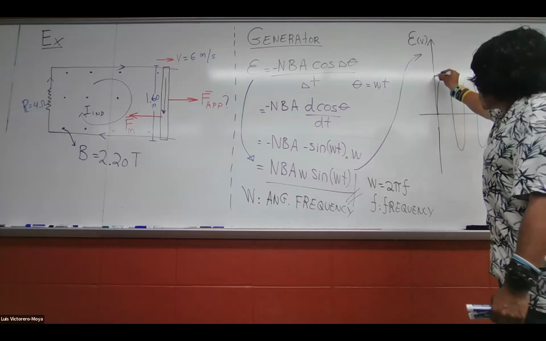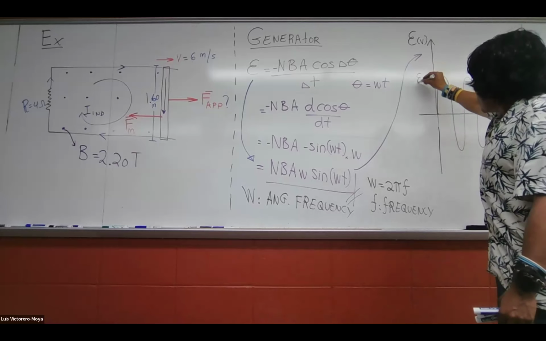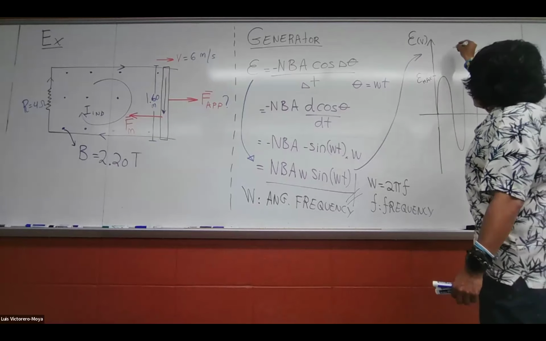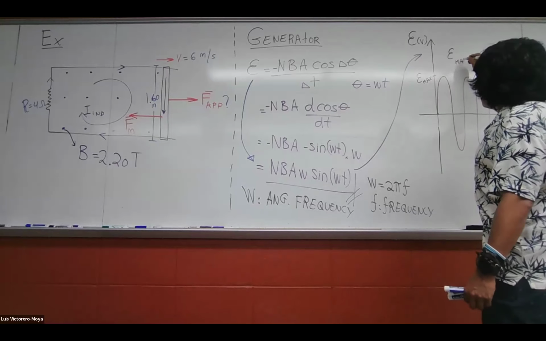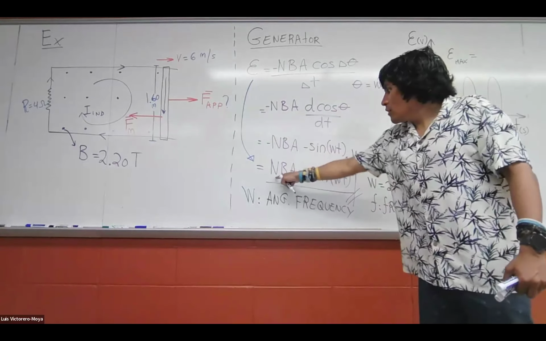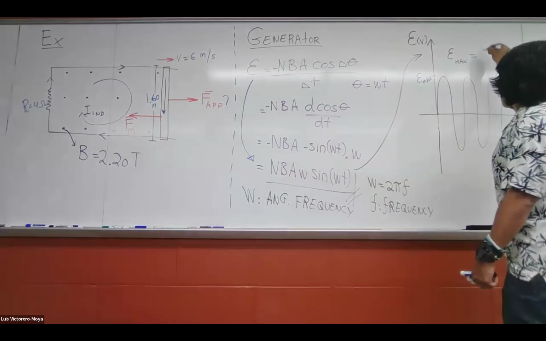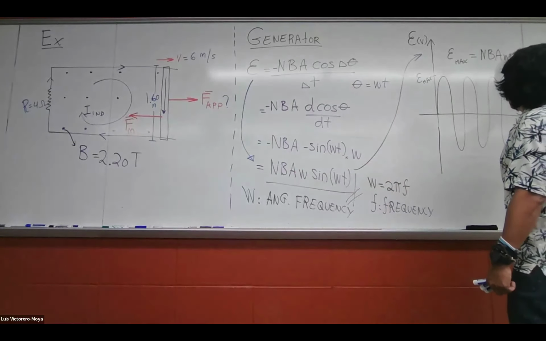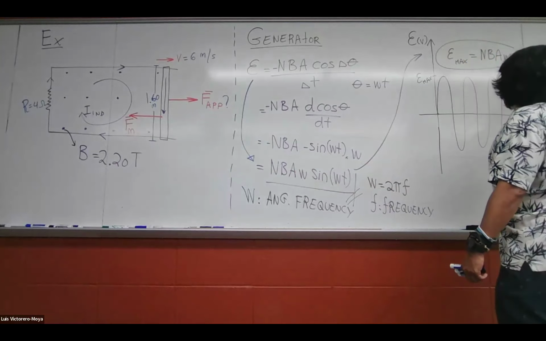Where the amplitude is the maximum E. The maximum E is the amplitude of this sine function. Number of turns, magnetic field, area, angular frequency. That's it.